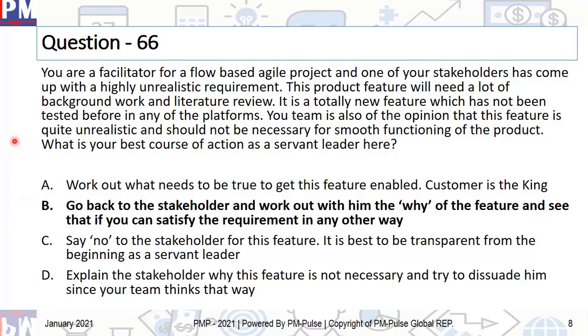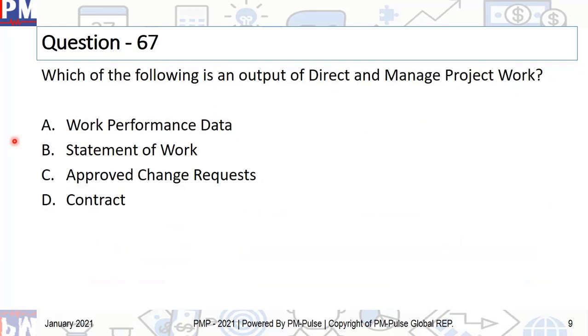All right, let's move on to question number 67. And the correct answer is work performance data.